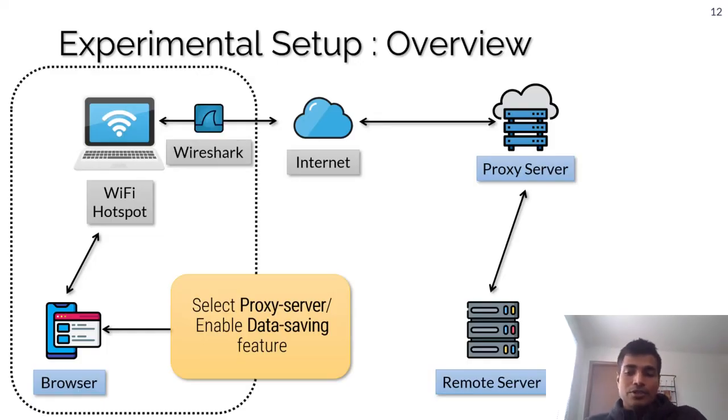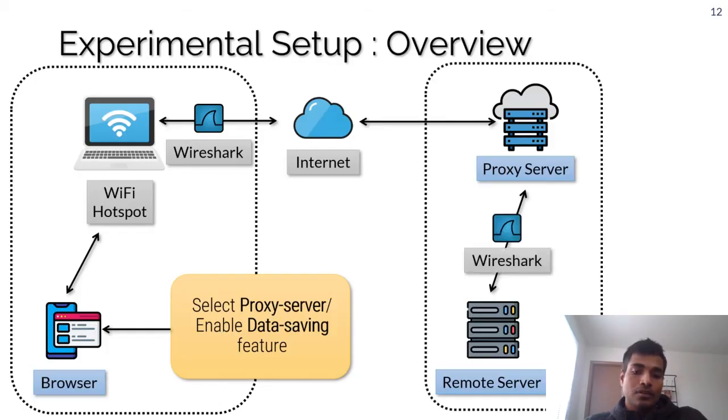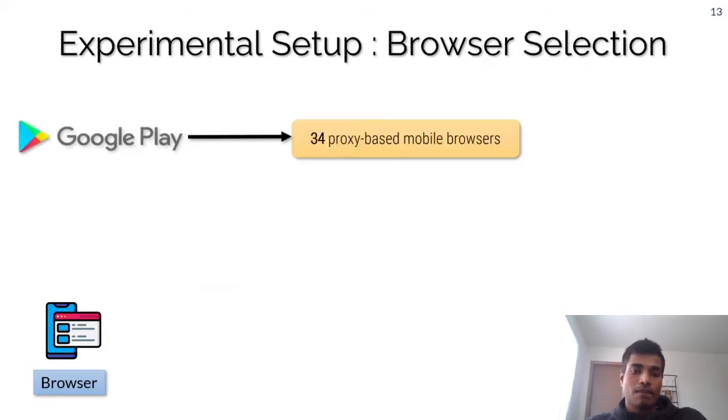To capture the traffic between the browser and the proxy server, we use Wireshark in the laptop. Similarly, we use Wireshark in the remote server machine to capture traffic between the proxy server and the Apache server. To select the representative browsers for our experiments, we consider the proxy-based browsers which have a significant number of downloads in Play Store. Thus, we select 34 such browsers and capture traffic following the technique discussed in the previous slide.